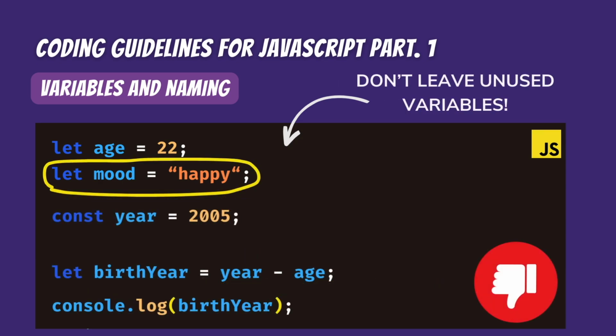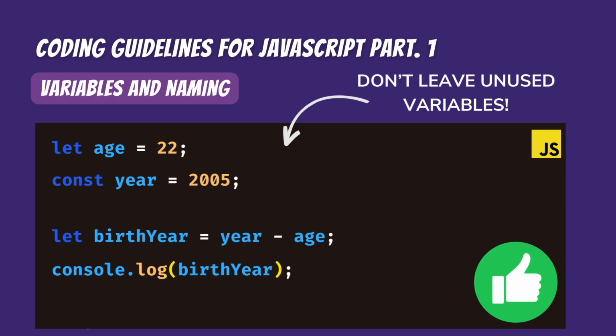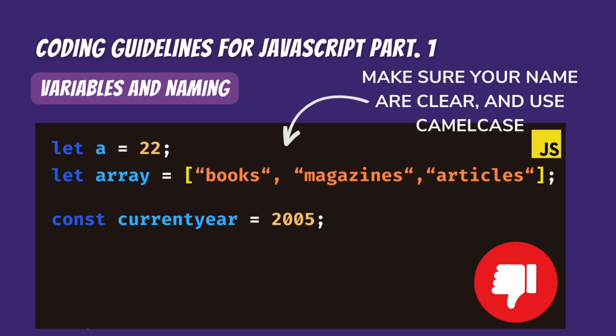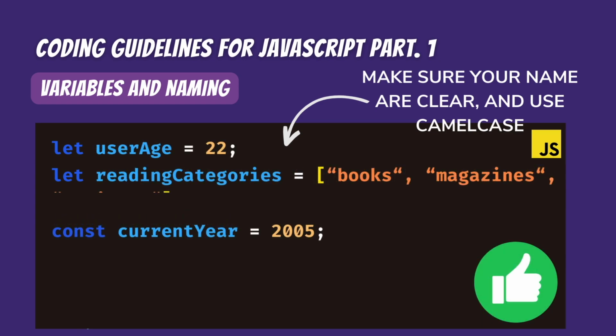Also, don't create variables that you won't use. It might seem obvious, but it's easy to leave unused variables in your code. Just double check to make sure. Now let's talk about naming conventions. Please avoid one-letter names or unclear ones. Try to describe what the variable or array is and what it does as clearly as possible. And remember to use camel case when naming things.